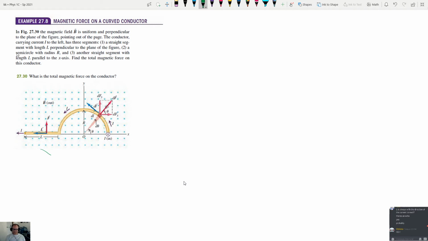And then it says 2, a semicircle of radius R. So that's this one here. And then 3, another straight segment with a length L that's parallel to the x-axis. That one's here. So we want to find the total force on each of these segments, okay? Let's start with the first segment. Again, the first segment is the one that comes out into the page. You can't see it, but it's coming out from here. What's the force on that one going to be?